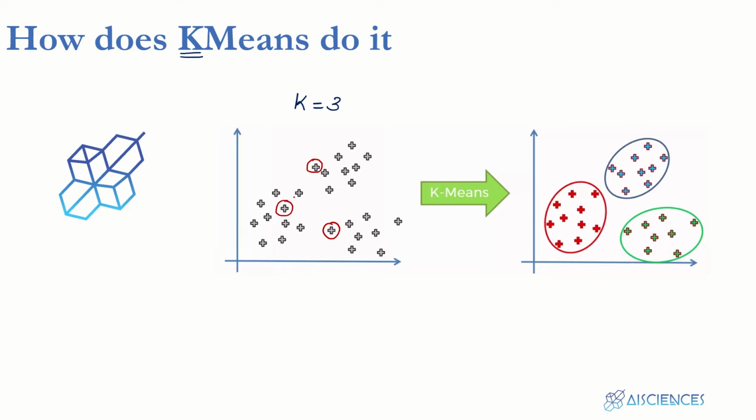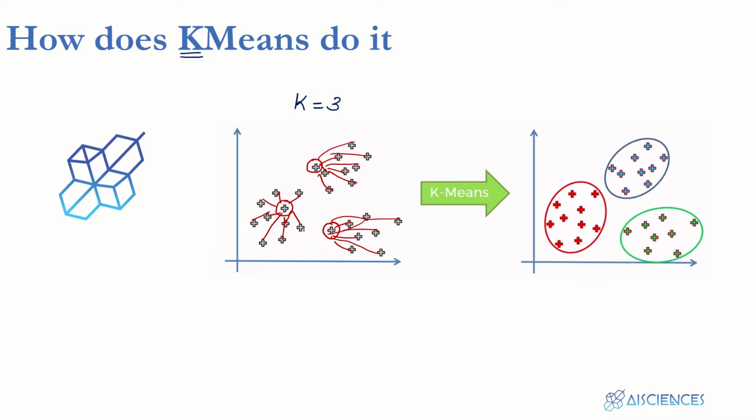Then you compute the distance of all the points from all the centers and see which point is closest to which center. So for example, all these points are closer to this center, and all these points are closer to this center, and all these points are closer to this center. Here we have assigned the centers randomly in the first go.